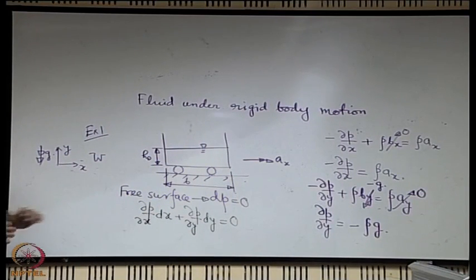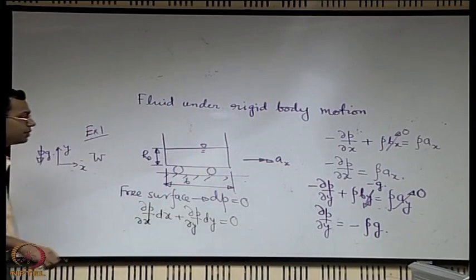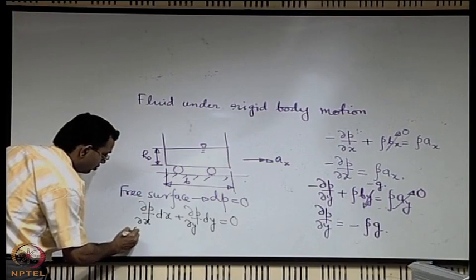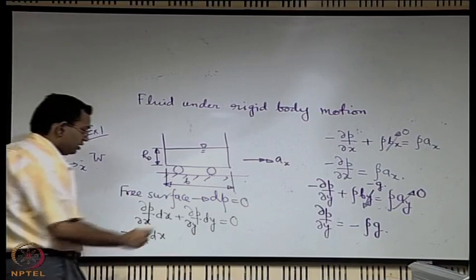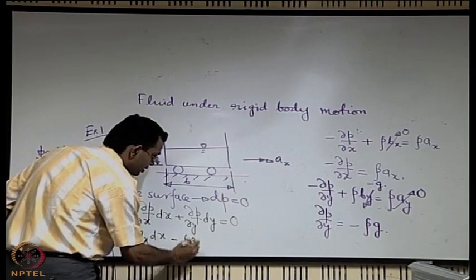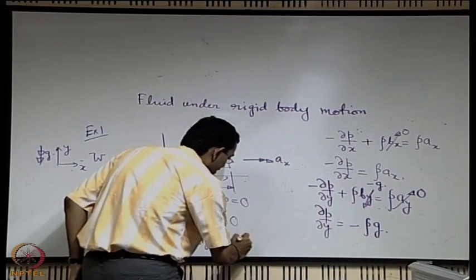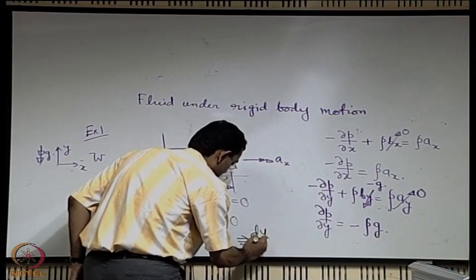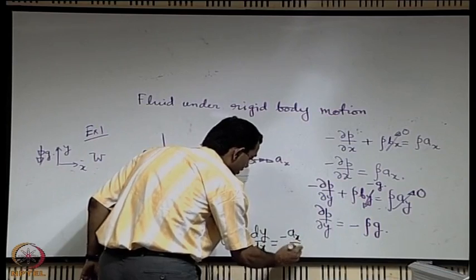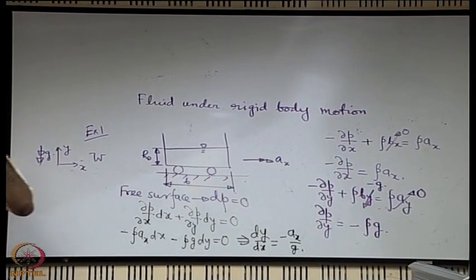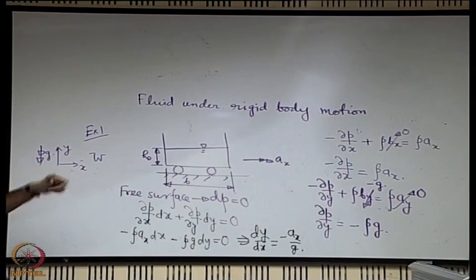You can substitute in place of the partial derivative with respect to x as minus rho ax dx, and this one is minus rho g dy, equal to 0. That means what is dy dx? That is equal to minus ax by g. What does this dy dx represent? It represents the slope of the free surface.